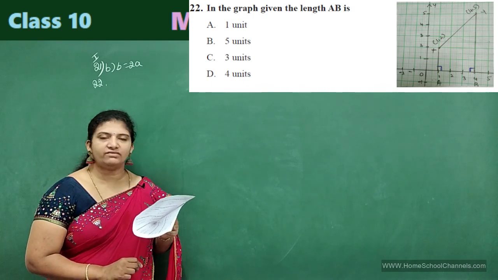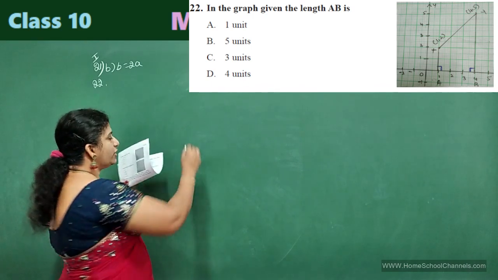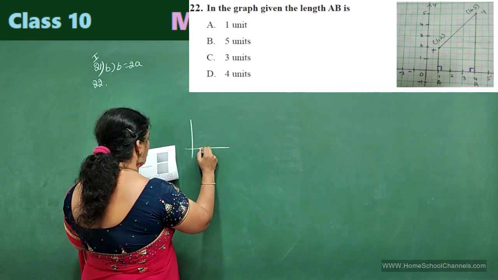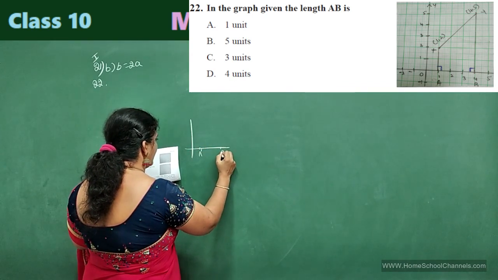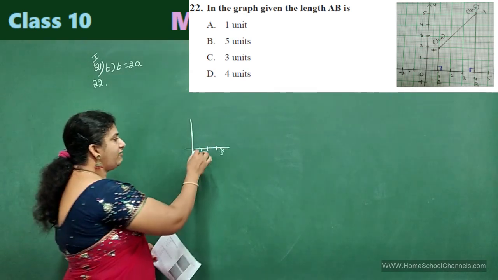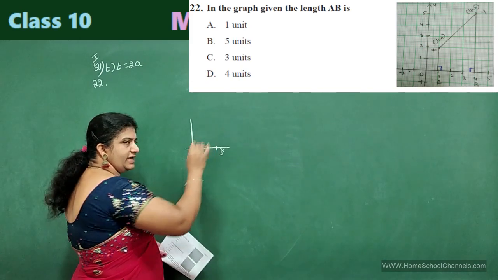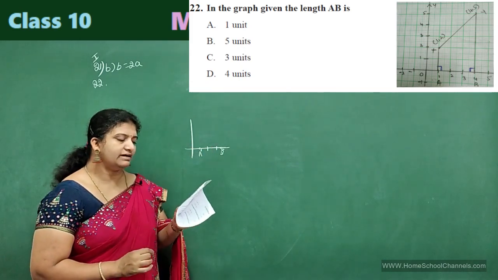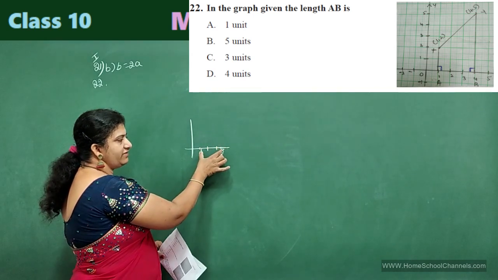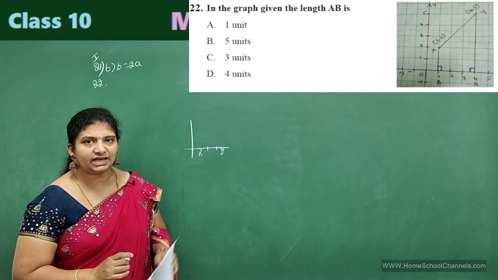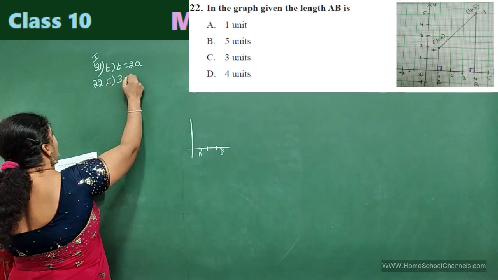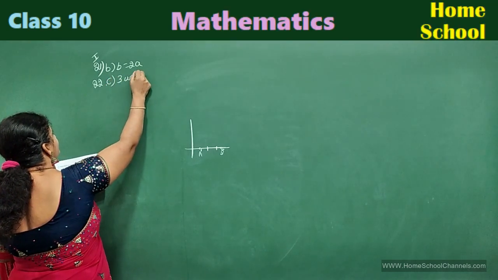22nd one, in the graph given, the length AB is, you can see the graph like this. A value is at 1 and B value is at 4. So, what is this length? Length of AB means 4 minus 1 will give you the length of AB, that is 3 units. See the option? Option C, 3 units.